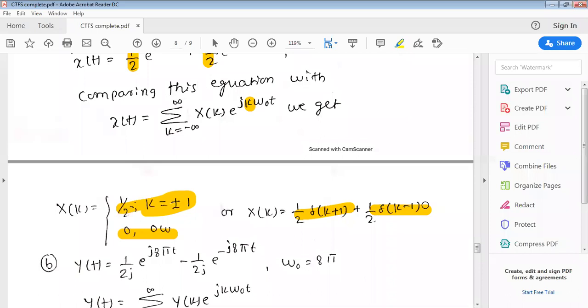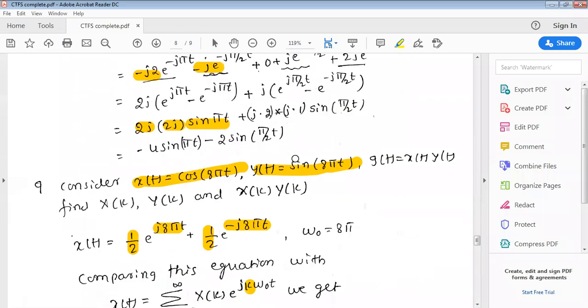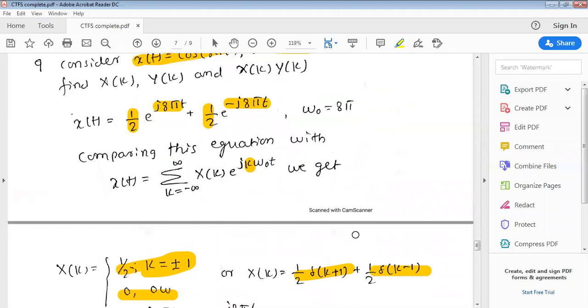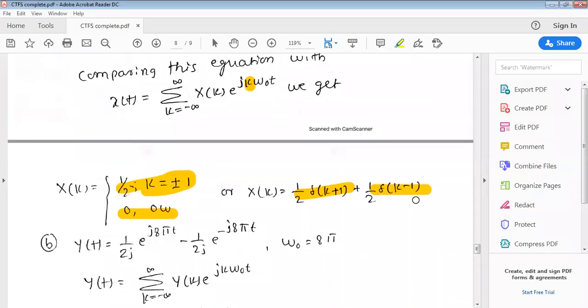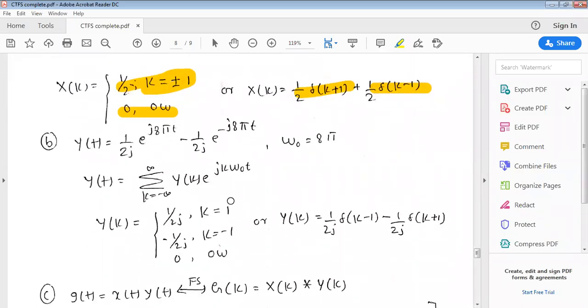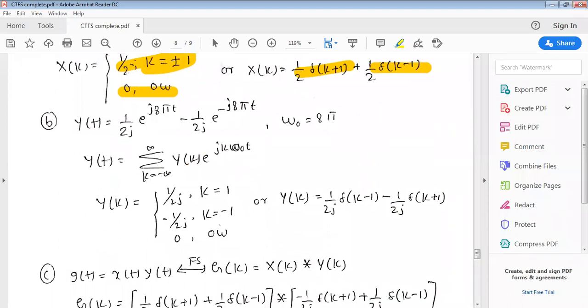Yes, sir. Okay. Let us do the same thing with y of t. What is your y of t? Y of t is nothing but sine of 8 pi t. So here omega naught equal to 8 pi. I'll write it as 1 by 2j e power j 8 pi t minus 1 by 2j e power minus j 8 pi t. So once again y of k is e power j k omega naught t. Omega naught is 8 pi. So when you give k equal to plus 1, it is 1 by 2j. Now look here, when you give k equal to minus 1, it will become minus 8 pi t. But what is the value? Value is minus 1 by 2j.